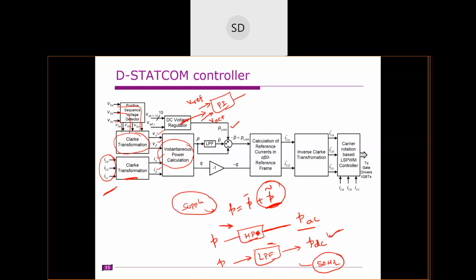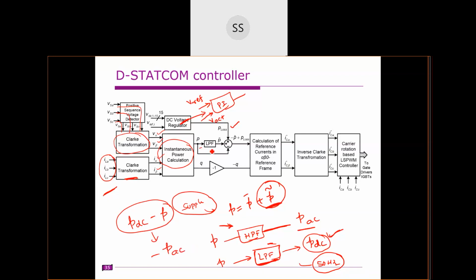There is nothing wrong if you use a high pass filter, but in practice you require a large size inductor. When implemented digitally, there is no problem. So I assume I use the low pass filter, but the low pass filter gives you only PDC, while you actually require PAC. So what I did is subtract with minus P. So now this is minus PAC. Agree?